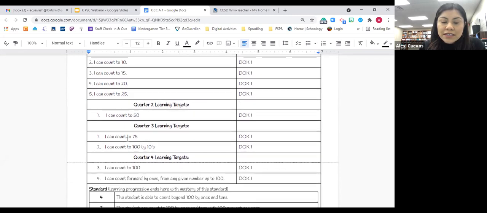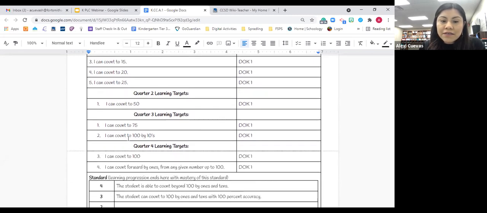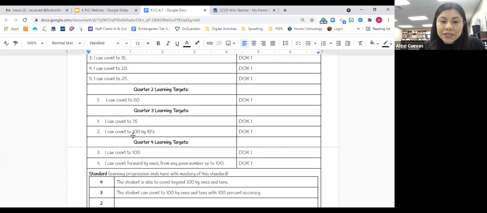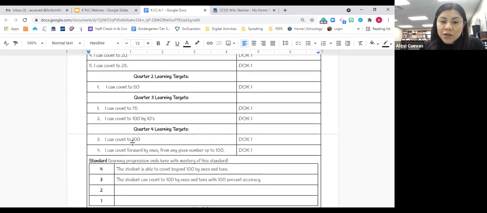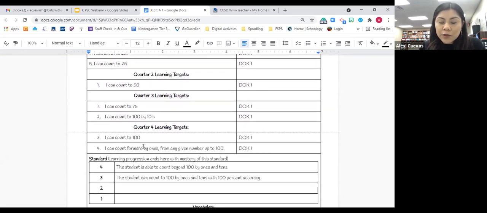Then quarter 3 is counting to 75. And then they also had to count to 100 by 10s. And then fourth quarter, they had to count to 100 by 1s and then also count forward by any given number up to 100.